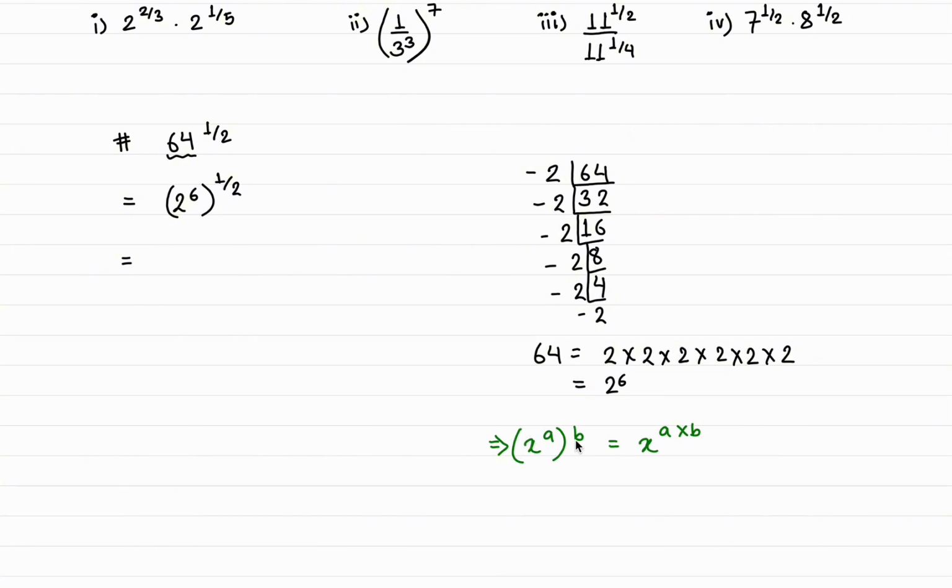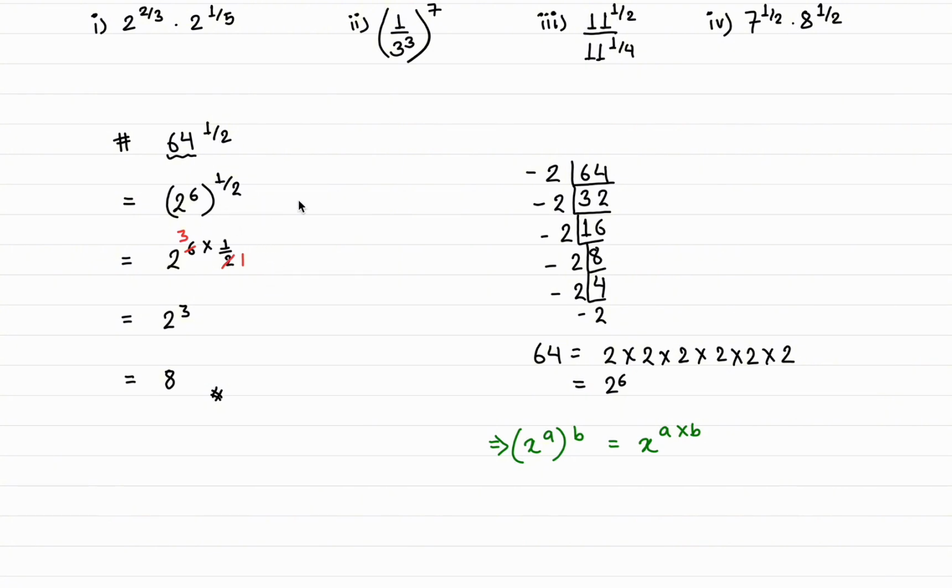So if we were to use this law, what we are going to get over here is we have 2 to the power 6. These two powers are going to get multiplied, so we have 6 times 1 by 2 or 1 over 2. Now we can easily cut these, right? So we have 2 1s are 2, 2 3s are 6, and then we have 2 to the power 3 times 1, which is 2 to the power 3, which is 2 times 2 times 2, which gives us 8. And that's it. Our first question is solved.